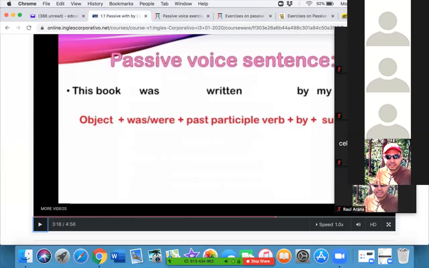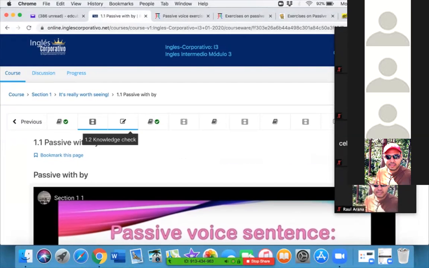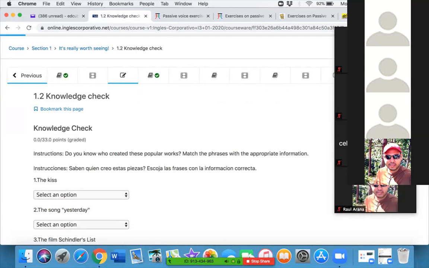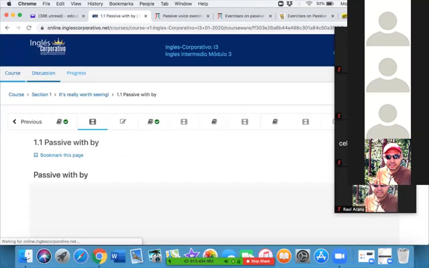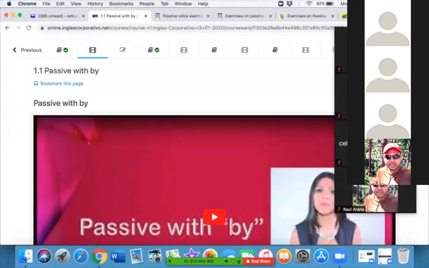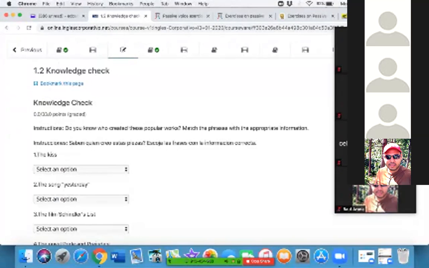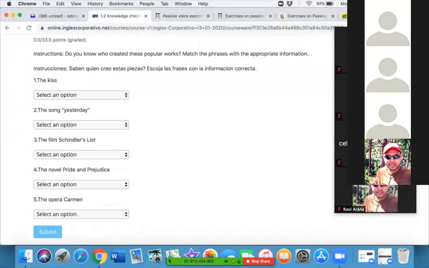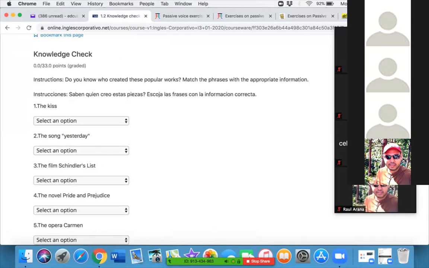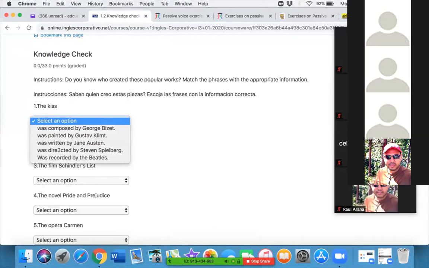Then we're going to continue with the next part. Remember, if you need or would like to watch the complete video, you can watch it on this platform. This is the explanation, but if you need to watch again or see more examples, you can watch again tomorrow. You can watch the video as many times as you want. At this moment we are not going to do it, but please remember that tonight or tomorrow you should do the knowledge check, choosing which is the correct form. This is the practice of the passive.